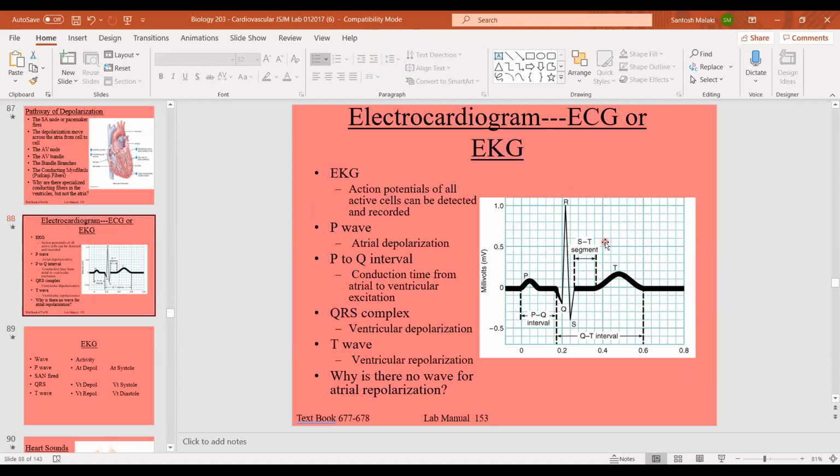If you give the wrong answer, you get no credit, even though your answer is correct, but you did not answer the question. So activity means you have to reply either it's depolarization or repolarization. If you say what event, you say it's either systole or diastole. And in the lecture, we'll go over some of the common EKG abnormalities.